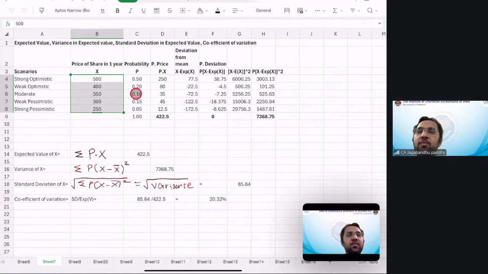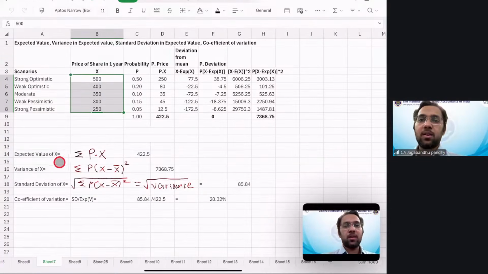And then the probability. So probability multiplied by the prices. Obviously, the total of that is going to be the expected. So expected price is computed as summation of P into X. So expected price or expected value is computed as summation P into X, which is probability into the price.